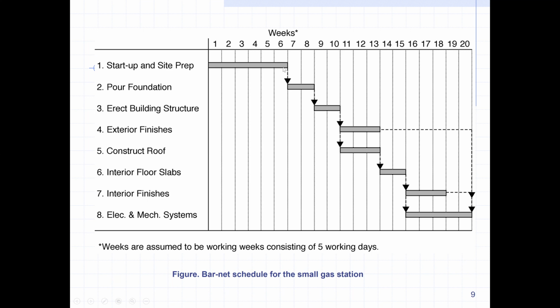So why do we call it barnet? Because activities are connected with these arrows. So when this activity completes, then this will start. They are connected with the arrows, and that's why we call it a barnet. Okay. Barnet schedule for a small gas station project or gasoline station project.